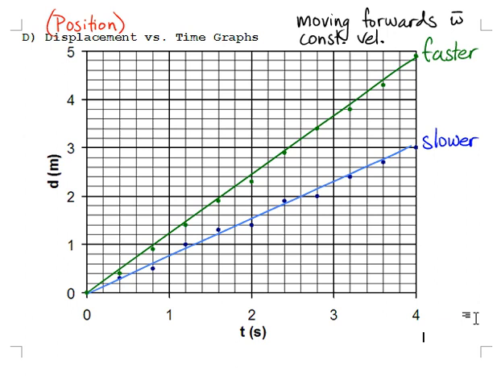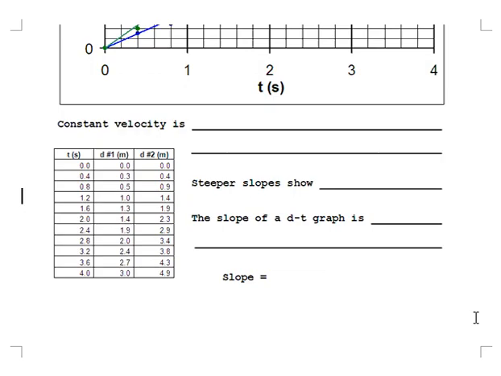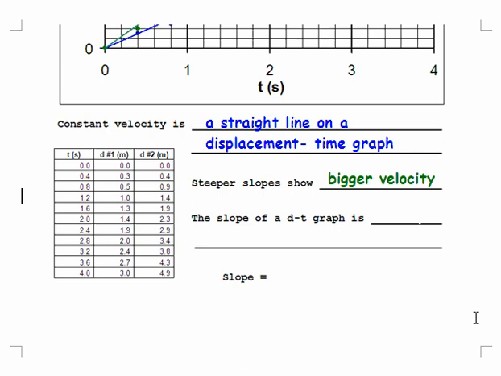So there's some blanks underneath your graph that you can fill in. Here's what we can say. Constant velocity then is a straight line on a displacement time graph. If that data is linear, then we have constant velocity. Steeper slopes mean the thing is moving faster. So they show something like bigger velocities, larger velocity, faster movement. You could put in whatever you want.